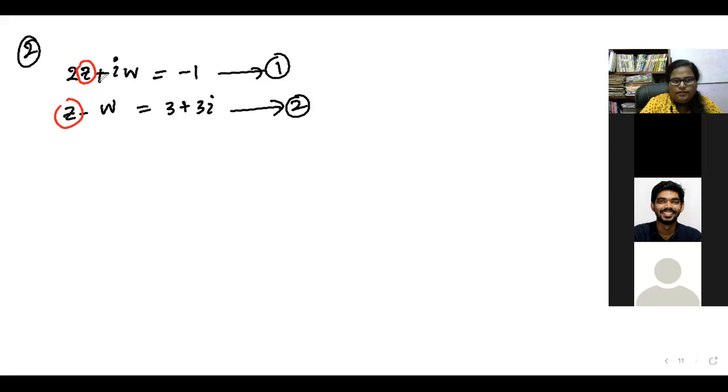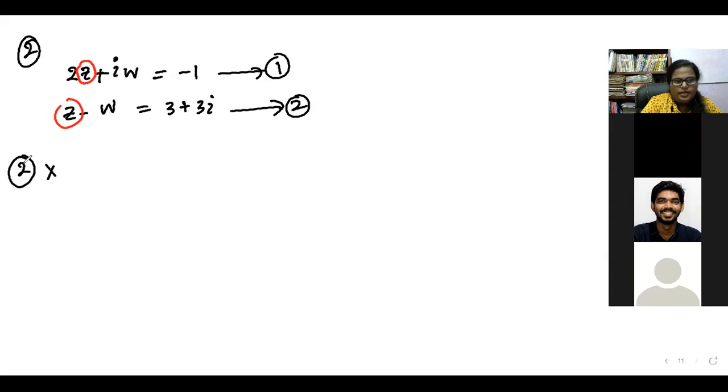So you can see in the first equation you have an iw term plus iw term. In the second equation you have minus w's term. So when you multiply the second equation by i, you can form the term minus iw here. Then you can add these two equations, and these iw terms will cancel out and you can go for the answer with z, right?